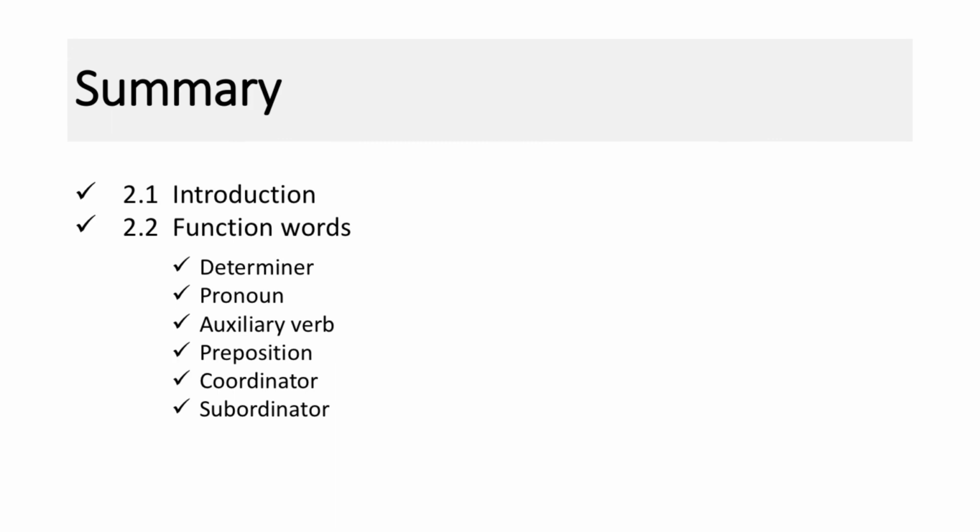Now, to summarize, in this video, we have discussed words that express grammatical meaning, or the so-called function words, which consist of determiners, pronouns, auxiliary verbs, prepositions, coordinators, and subordinators.